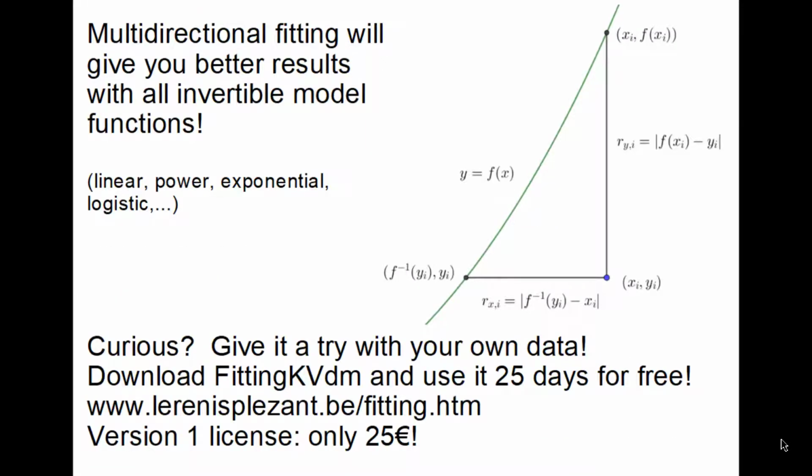Of course, this multidirectional fitting method will not only work for power functions, but for all functions where you can calculate vertical and horizontal distances between the measurement and the model function. So it means for all invertible functions you will definitely get better results. If you don't believe me, just try it with your own data.